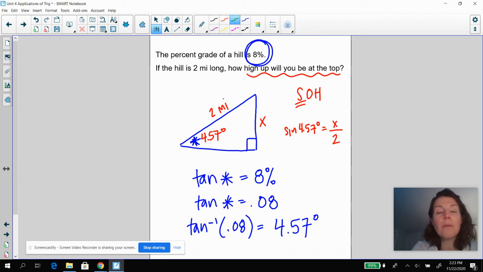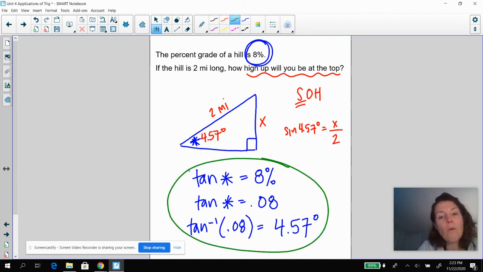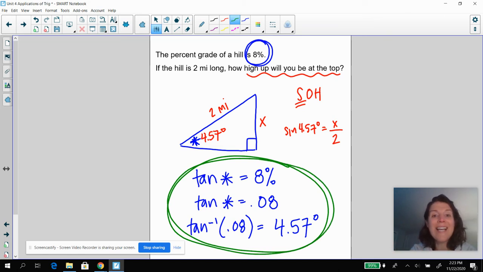So the big thing here with these percent grade ones is this first step. So always being able to do the inverse tan of the decimal of this one. So you want to first get this into a decimal, and then you're going to do inverse tan to figure out what that degree measurement is. And then you can solve the problem.